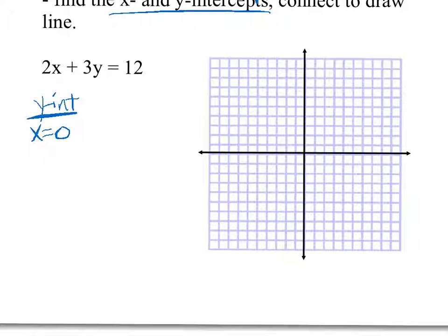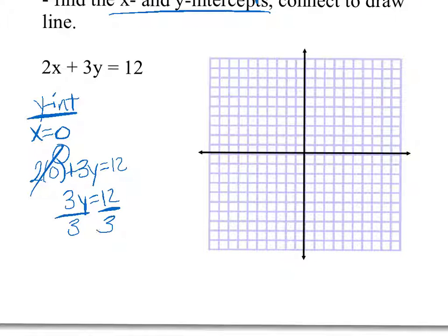So to find our y-intercept, I'm going to plug in 0 for x. So we get 2 times 0 plus 3y equals 12. 2 times 0 cancels out, so we just have 3y equals 12. Divide by 3, y equals 4. So we get 1, 2, 3, 4. There's my y-intercept.